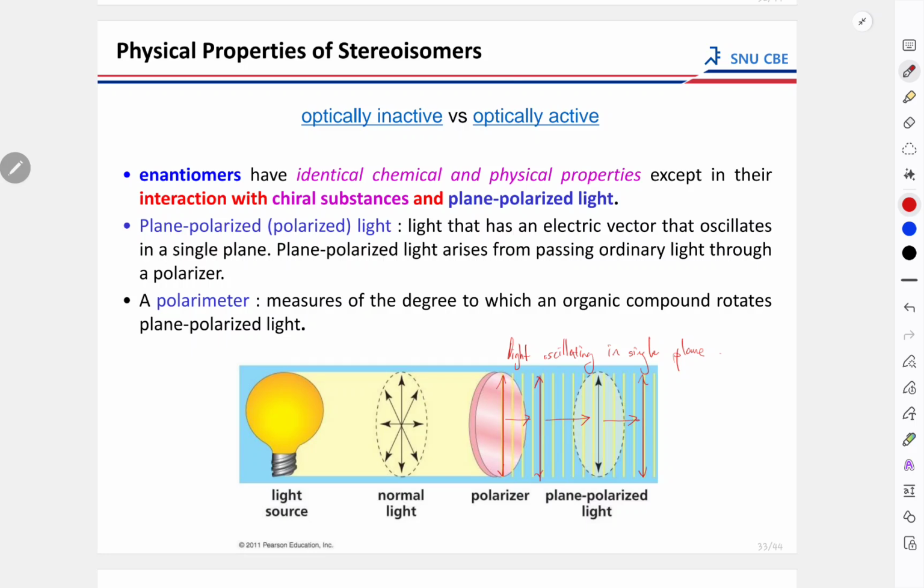So again, the point is the chiral molecule will have interaction with this polarized light. And in general, chiral species will have interaction with a chiral substance. If an entity has some directionality, they'll have interaction.